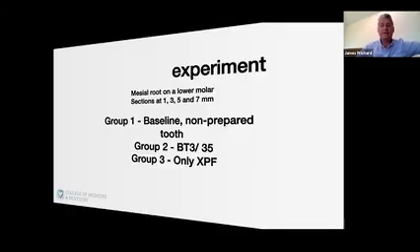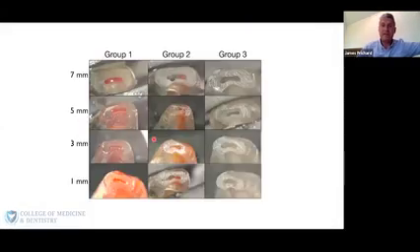A couple of examples of this being done on the bench top, unprepared, prepared by shaping, and this is what I was saying earlier on about residual dentine thickness with our shaping processes.